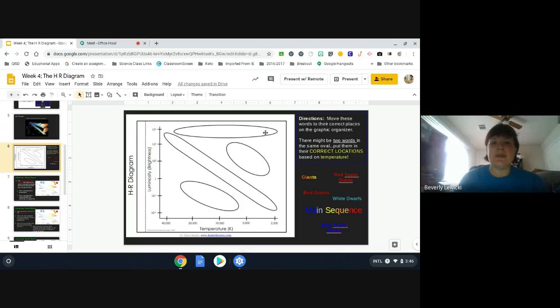And some of these shapes might have 2 words in them, but it is really important to know if it's over here, these numbers are different than these numbers for temperature. So you're going to have to think about it. Which word goes here and which one goes here? Placement does matter.